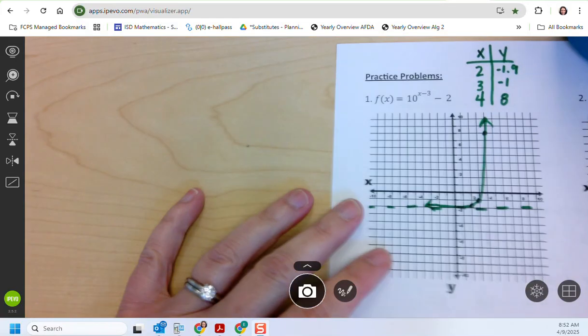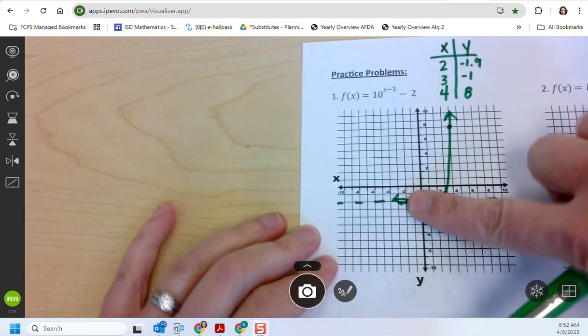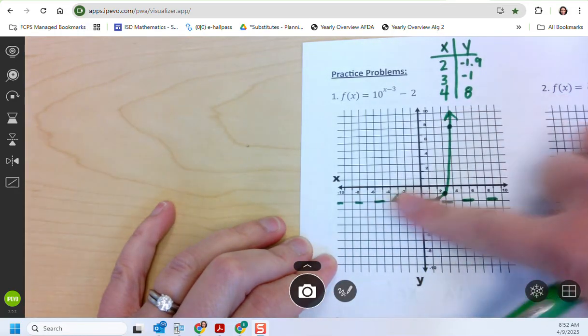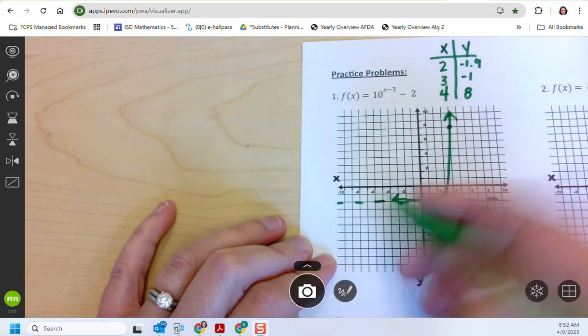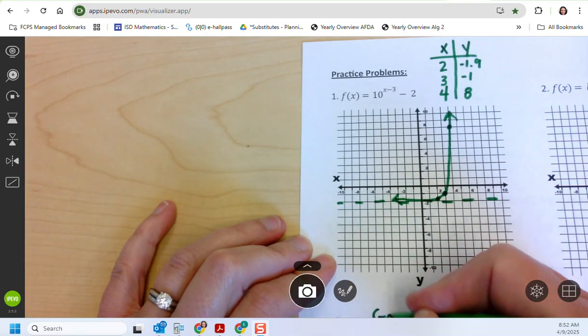So we're going to do domain. You can see that your domain starts on the left at -infinity. It's a little tricky to see that it keeps going to the right, but it does keep going to the right, so your domain is -infinity to infinity.